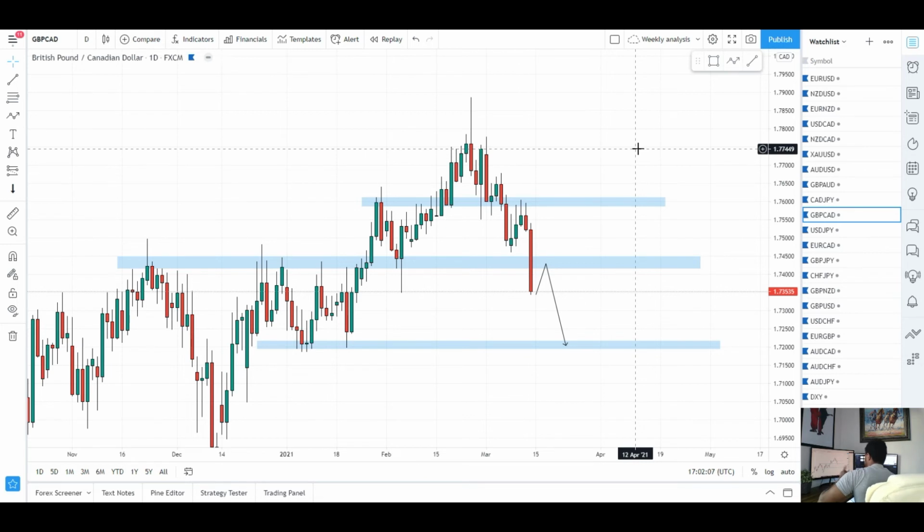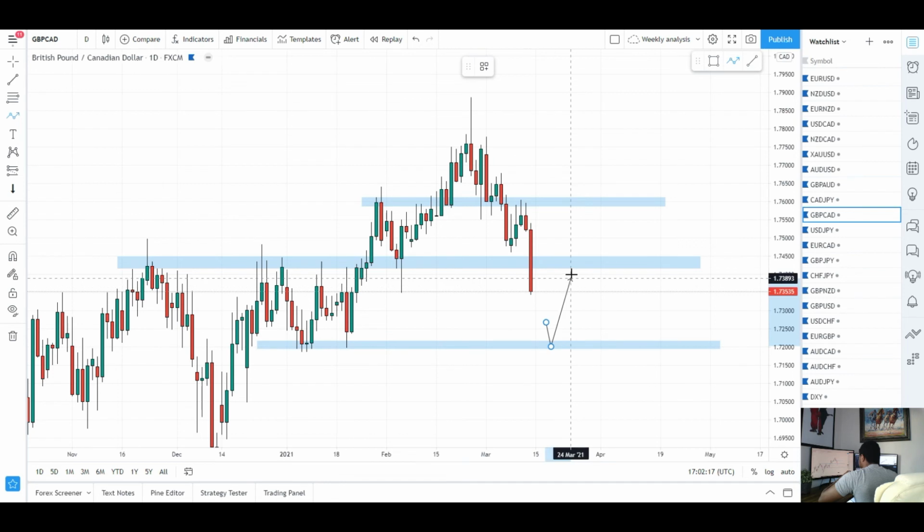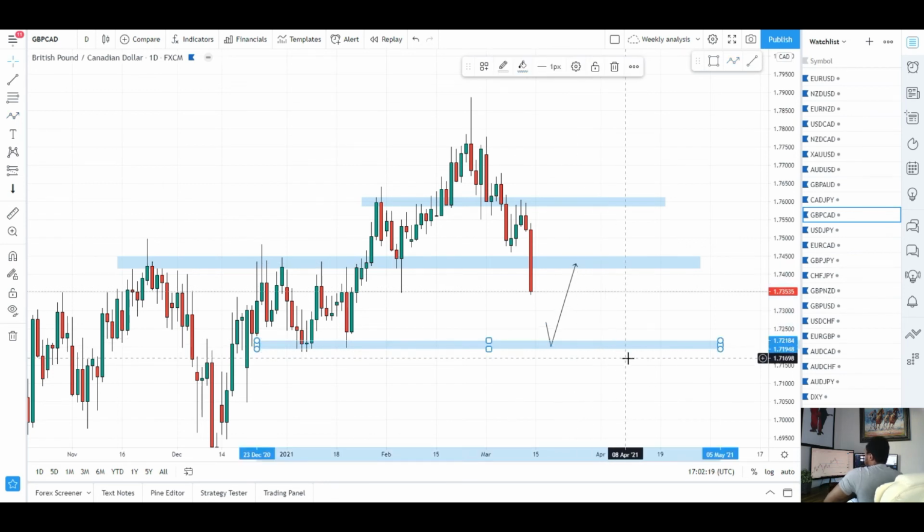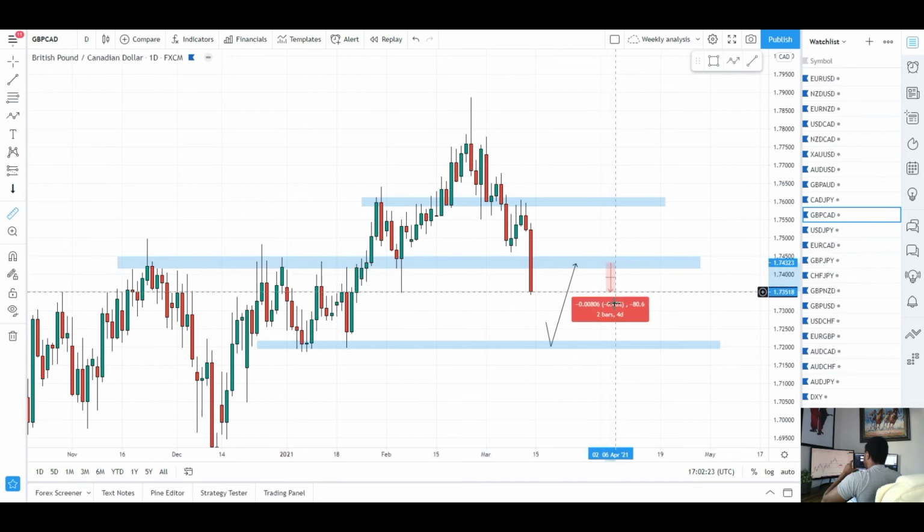Do expect to see a test of 1.72. Potentially could actually see price open up and continue to the downside, since we have all that bearish momentum. And if that's the case, could look to actually take a buy trade from 1.72, then we ride that back up to 1.74. So got that range here between 1.74 and 1.72, which is around 200 pips, a little bit over.